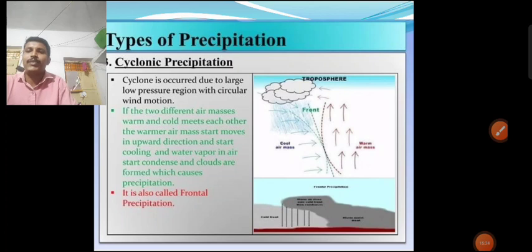Then cyclonic precipitation. A cyclone occurs due to a large low pressure region with circular wind motion. If two different air masses, warm and cold, meet each other, the warmer air mass moves in the upward direction and starts cooling, and the water vapor in the air starts condensing and clouds are formed, which causes precipitation. It is also called frontal precipitation.